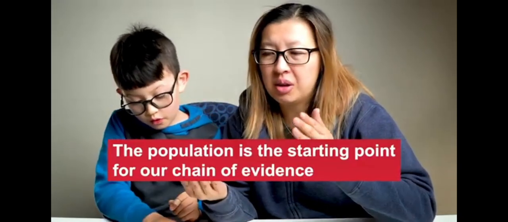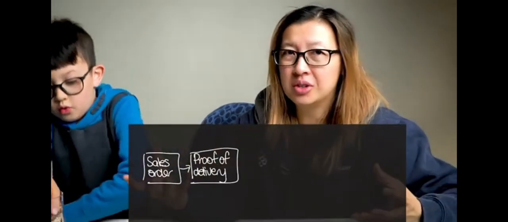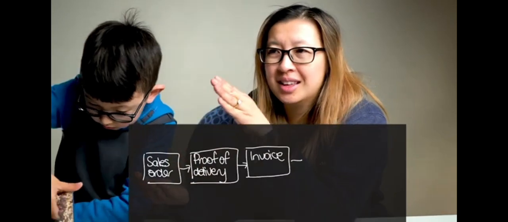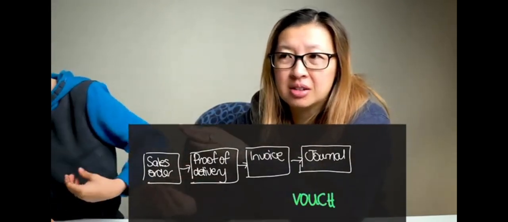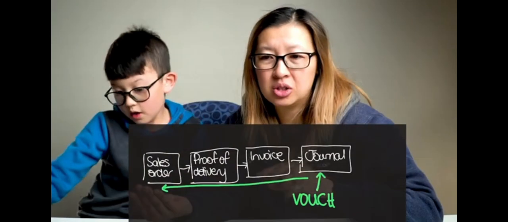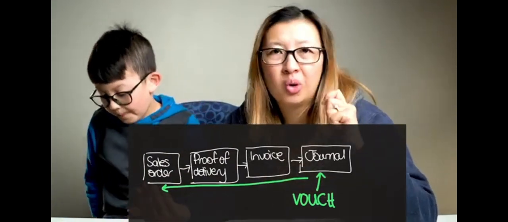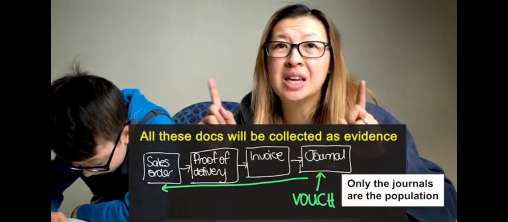So the population is really important because it is really where we start gathering our evidence. And so if I'm vouching, and I'm going to start at the end and work backwards through different documents, then my population isn't all of the documents. Instead, it is just that starting point. So the population isn't everything that I'm going to capture, but it's the starting point of the information that I want to collect. And then, I might start at journal entries if I'm vouching, but then I'm also going to go back to look at proof of shipping, orders, invoices, etc. Those are all still going to be documents I collect, but they don't form part of the population.